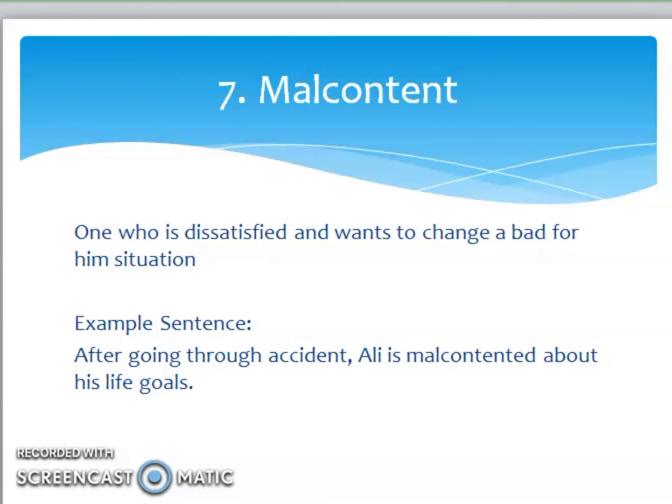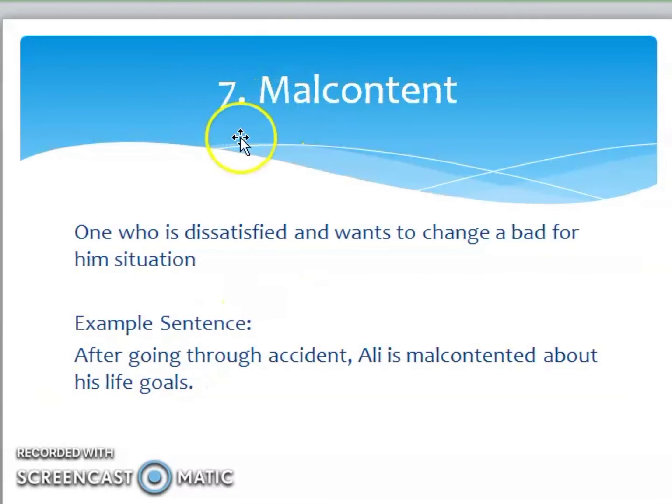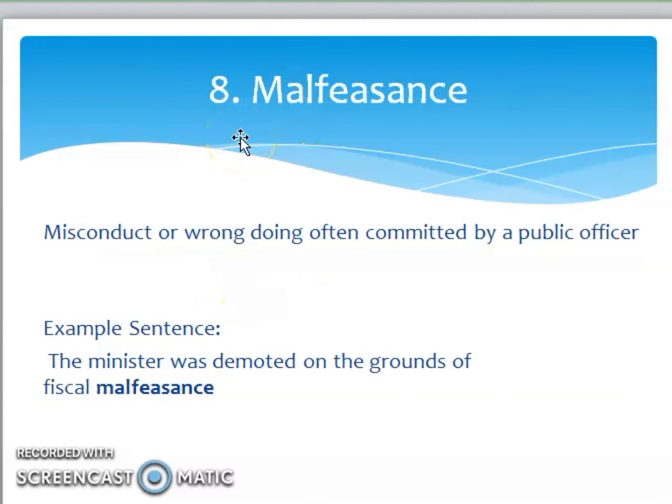So, next, malformed. I guess we have discussed it. Moving next, malfeasance. Now, what is malfeasance? Misconduct or wrongdoing often committed by a public officer. Example: the minister was demoted on the grounds of fiscal malfeasance.